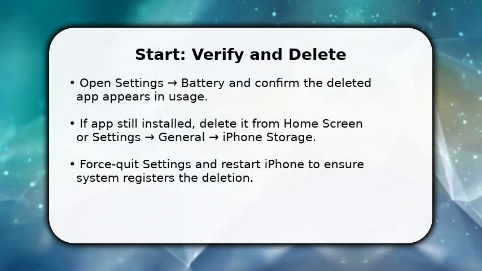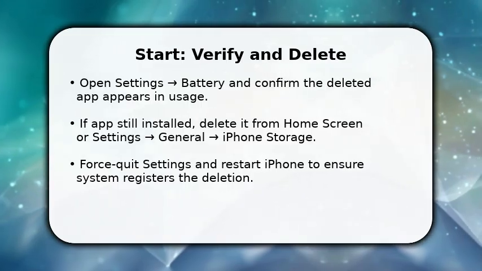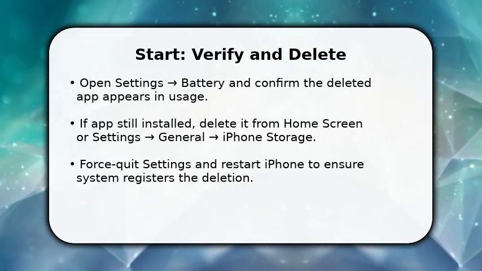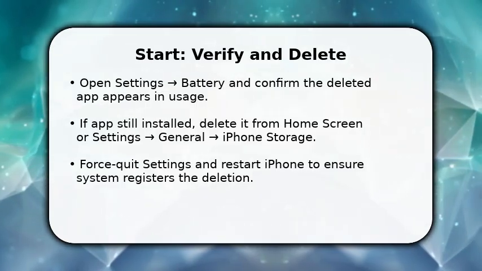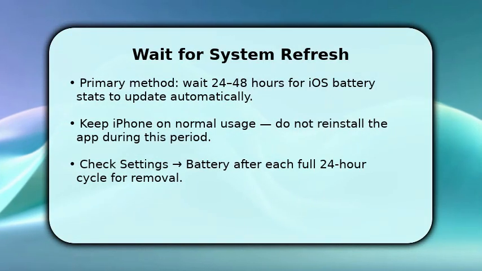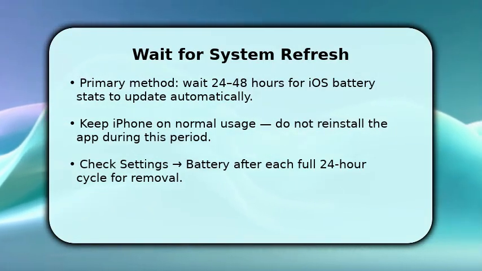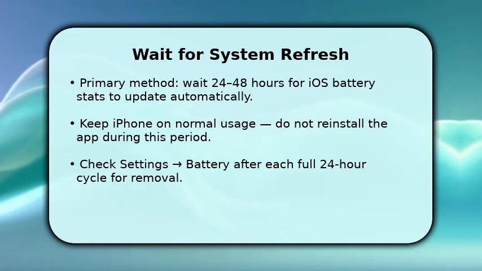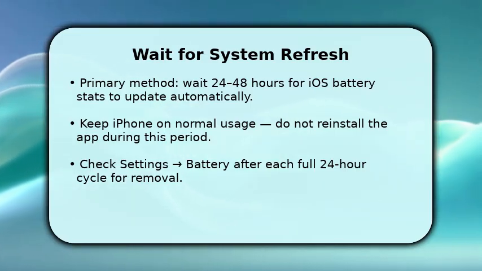You're not done yet. This primes the system so the usage record becomes eligible for automatic cleanup in the next refresh window. Now you rely on iOS to refresh its battery history. The only supported, non-destructive way is to let the system aggregate a new measurement period, typically within 24 to 48 hours, so deleted apps drop out of reports.